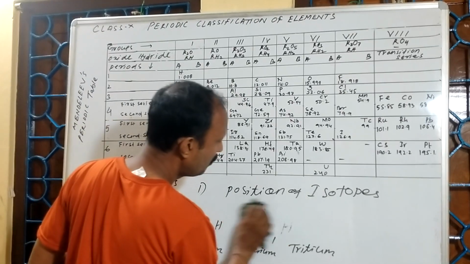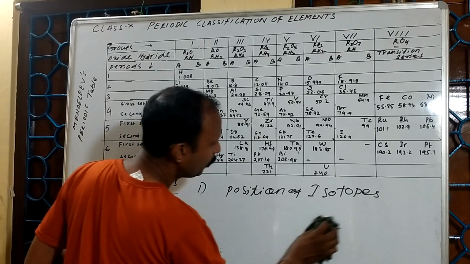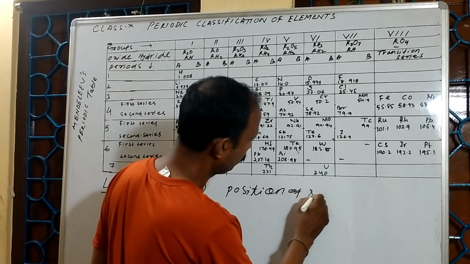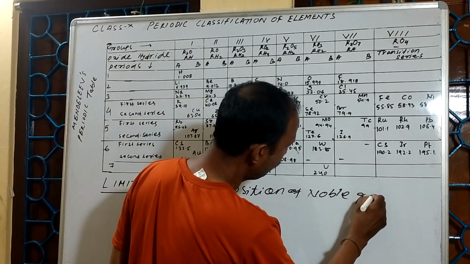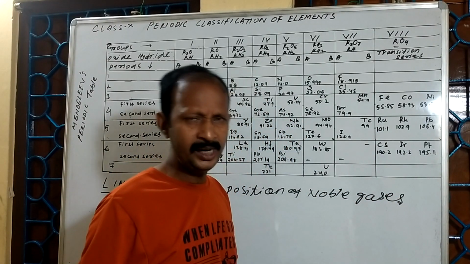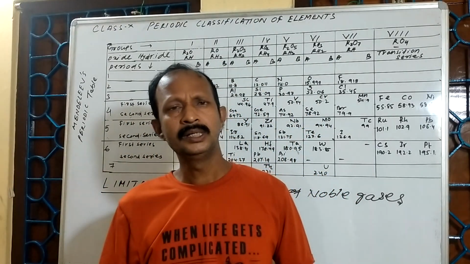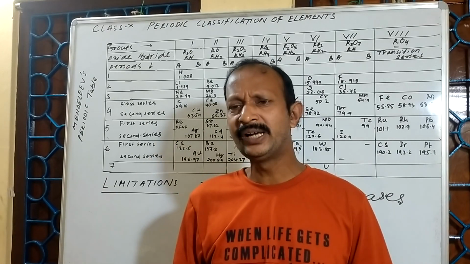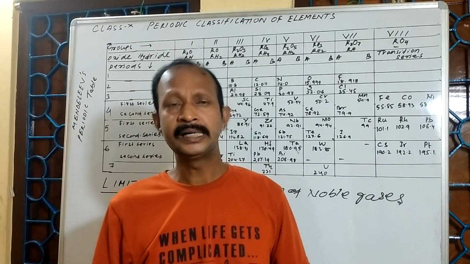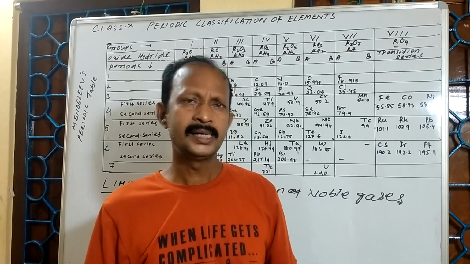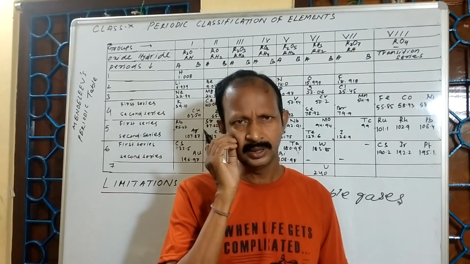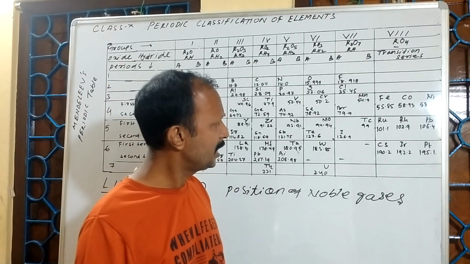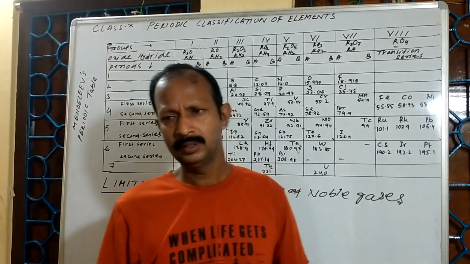Next one, position of noble gases. When Mendeleev prepared the periodic table, during that time noble gases or inert gases were not discovered. So he did not allot any place for noble gases in his periodic table.